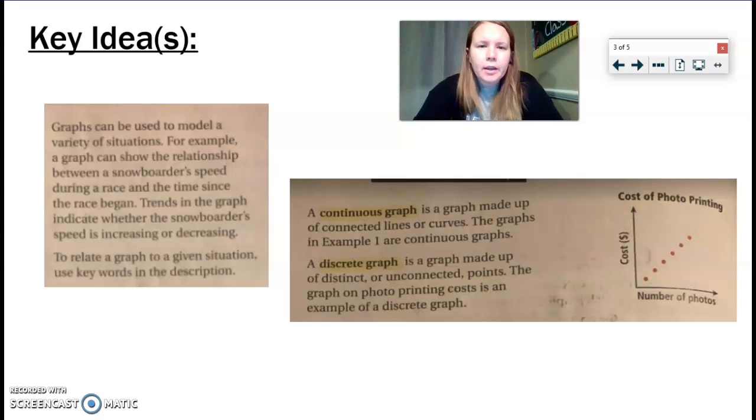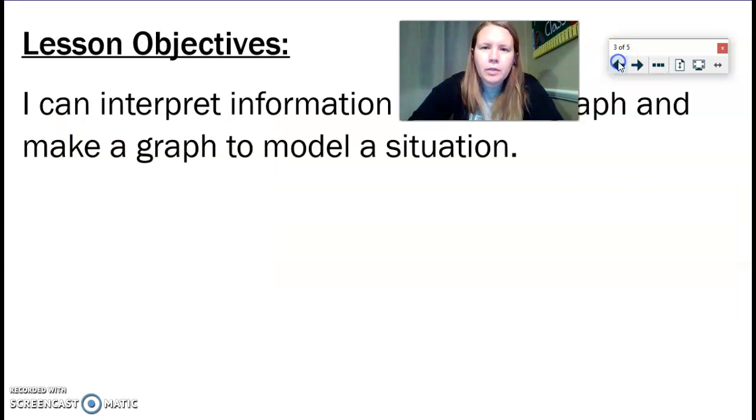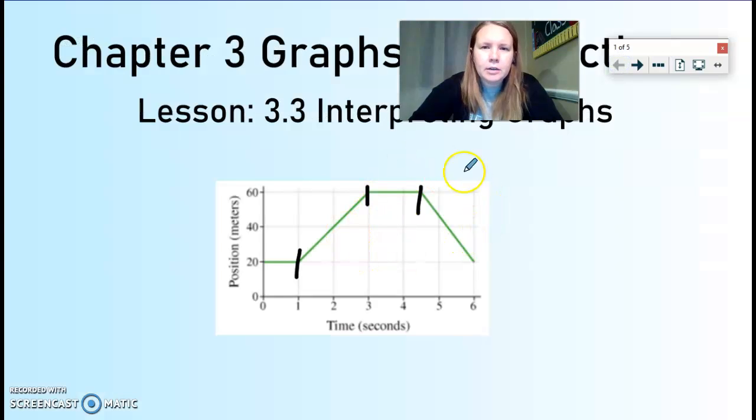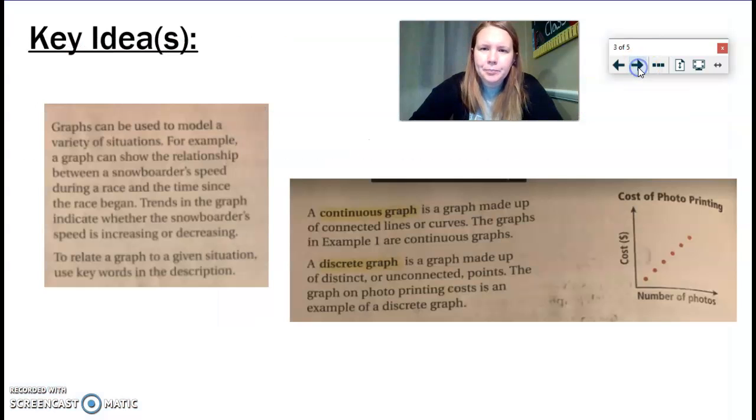The second part is talking about what kind of graphs they are. There are 2 main graphs. This would be really important to write down, I believe. I think it'll help to remember what type of graphs these are. A continuous graph is a graph made up of connecting dots or curves. The graphs in example 1 are continuous graphs. So this is a continuous graph. It continues on with lines, going up, going down, and they're connected.